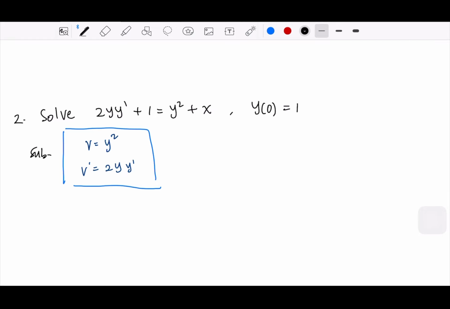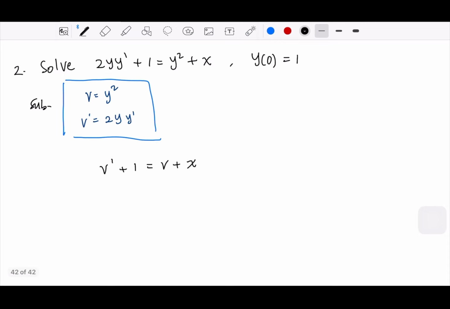So we are going to have v prime plus 1 equal v plus x. And by doing so, we can separate v and we can separate x. Okay, both sides have their own variable. So we can have v prime minus v equal x minus 1. And we can also treat this as, I think, a linear equation, okay?